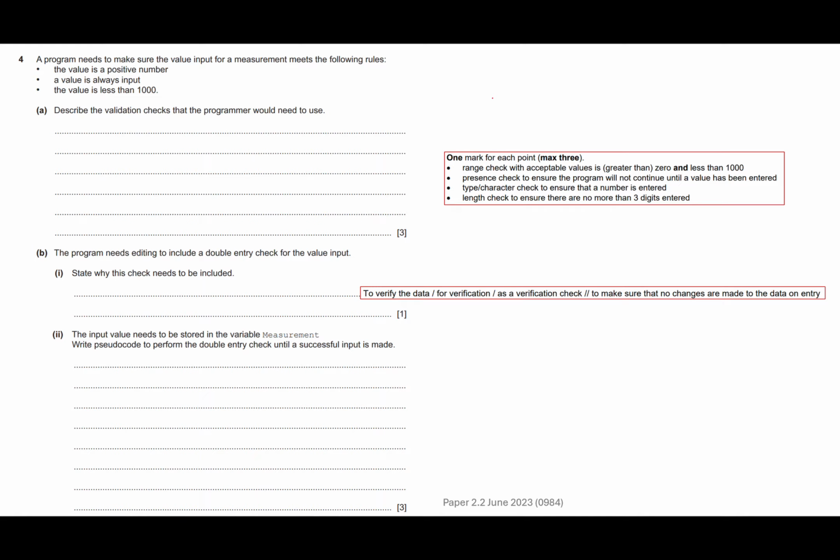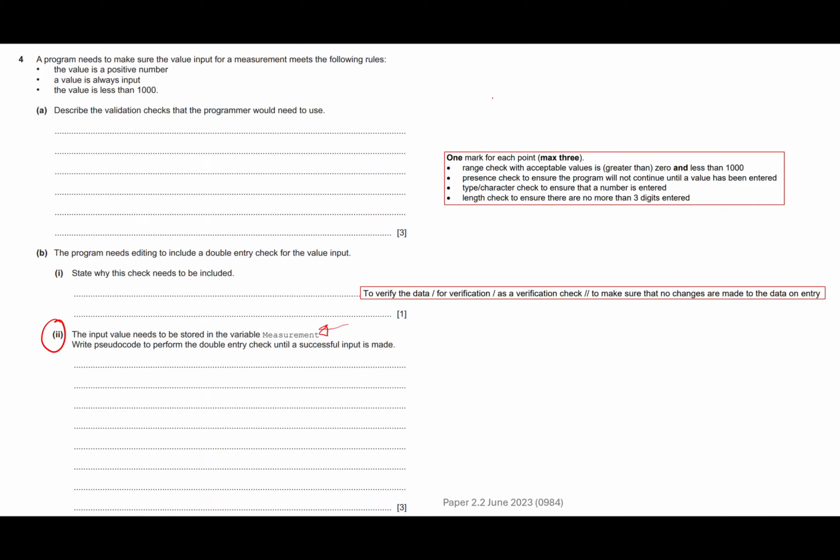Okay, question 4b, part 2. The input value needs to be stored in the variable measurement. Write pseudocode to perform the double entry check until a successful input is made. So we need a loop that's going to keep going around, asking the user to enter the number, and then we're going to ask them to enter it again and compare the two values that were entered. Once they're the same, we can stop.